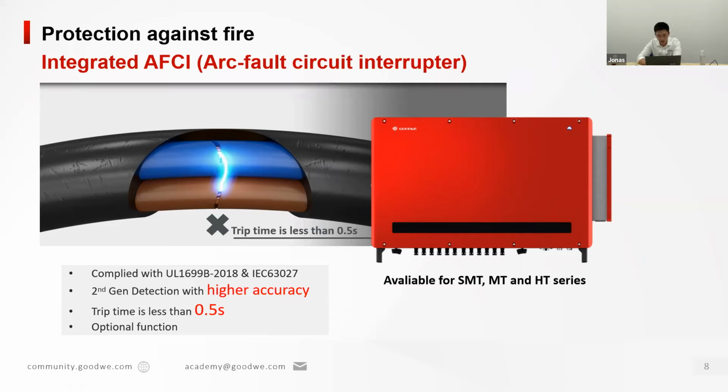Apart from this disconnect time, the GoodWe AFCI solution also has very high accuracy, we could say 100%, with very low false alarms and missed alarms. When there are many missed or false alarms, it causes a lot of external costs for operation and maintenance. And this AFCI function is available for all our C&I and utility scale products, including the SMT, MT, and HT series.